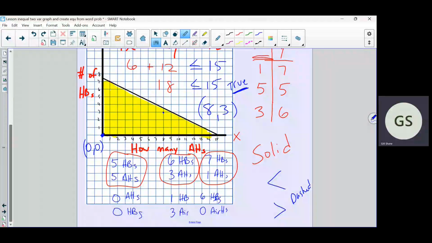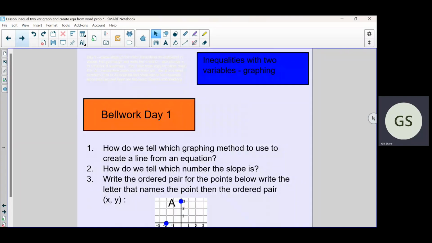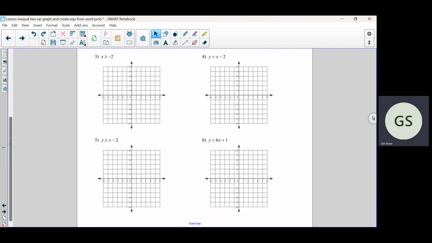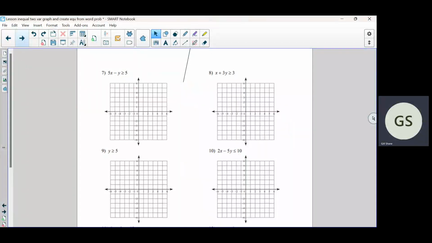All right, so here's what you're doing today. You're using these 3 steps. You do have to create a table, so I'm going to go back over how to do that real quick. Actually, I'm wrong. We're saving those for tomorrow. So let's do number 7.